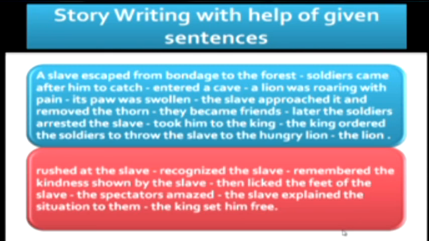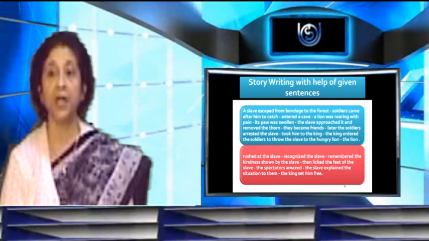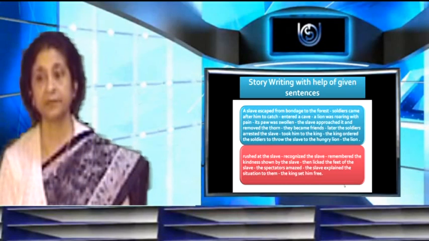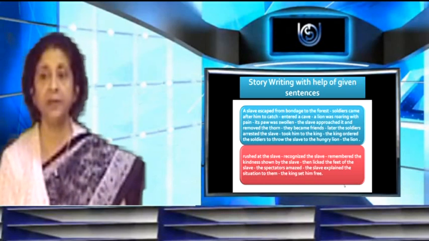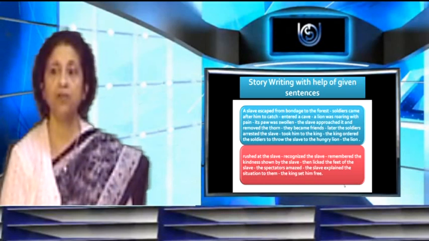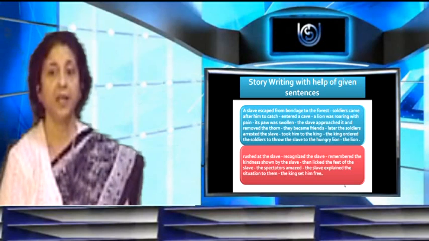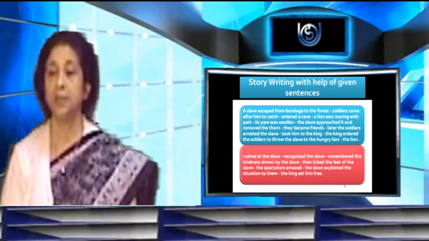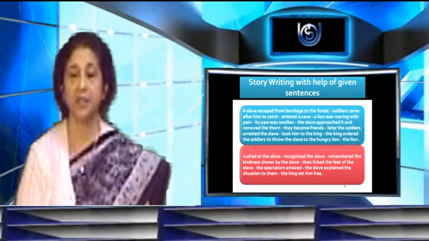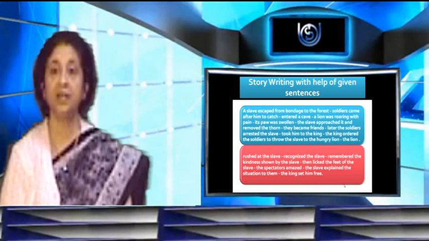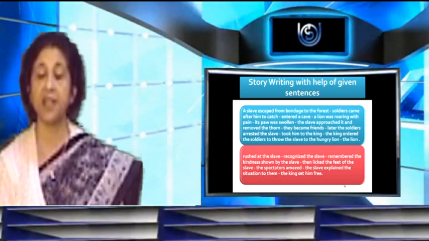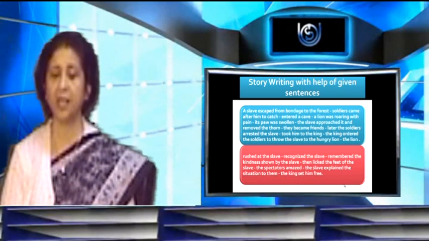Now the example is there in front of you on the screen. You just go through the example. A slave escaped from bondage to the forest. Soldiers came after him to catch. Entered a cave. A lion was roaring with pain. Its paw was swollen. The slave approached it and removed the thorn. They became friends. Later the soldiers arrested the slave, took him to the king.